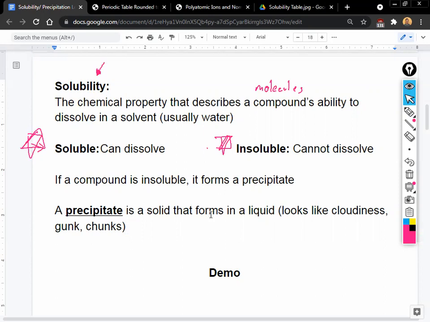So we're going to be looking at how different solutions, different liquids containing molecules, can be soluble or insoluble. And that table that I just passed out is going to help us determine that. Now, if a compound is insoluble, if a molecule does not dissolve in water, it forms something called a precipitate. Okay, and a precipitate is a solid that forms in a liquid. And so different ways you can tell if a precipitate has been created is if there's some kind of cloudiness that forms, if you see gunk or chunks, or some kind of color appear out of nowhere, that is an indication that there is a precipitate that was formed. Okay.